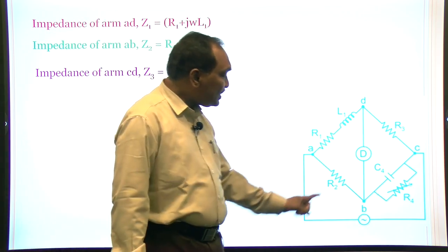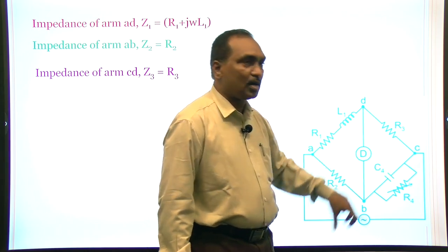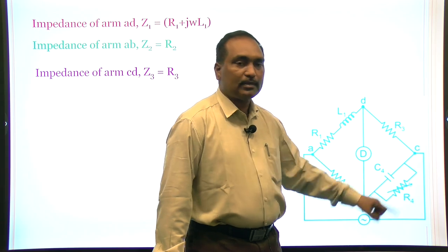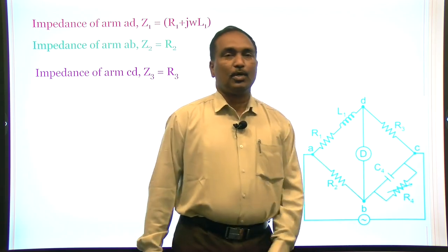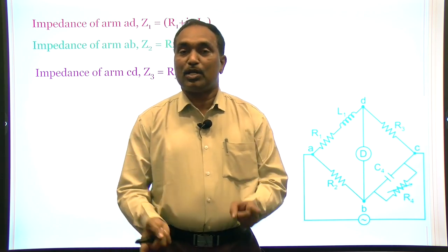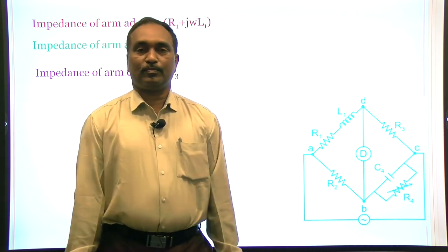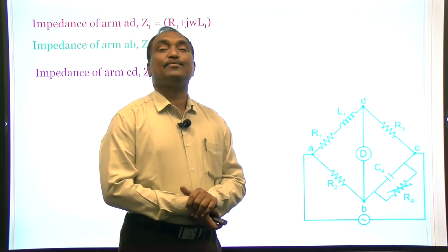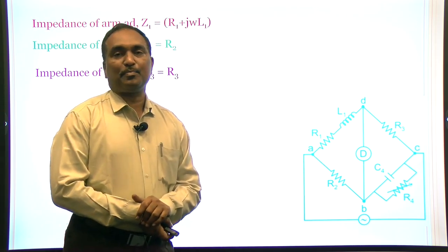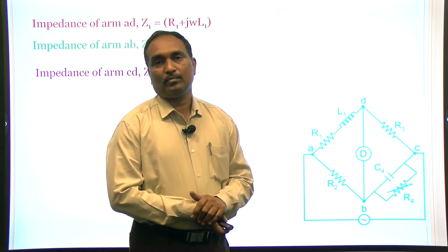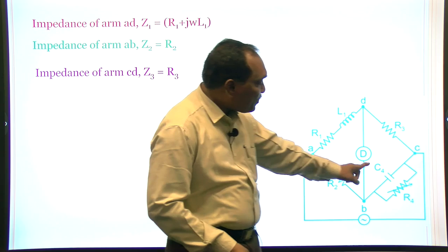But when we observe the CB, or the fourth arm, the resistance R4 is there, which opposes the current. What about the capacitor? We know the capacitor also opposes the current, so it also acts as a resistance. Now, what is the resistance of this capacitor? That is called capacitive reactance. The capacitive reactance is 1 by j C omega. So, the two are parallel to each other.